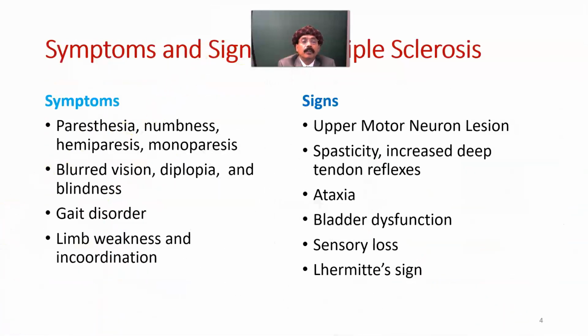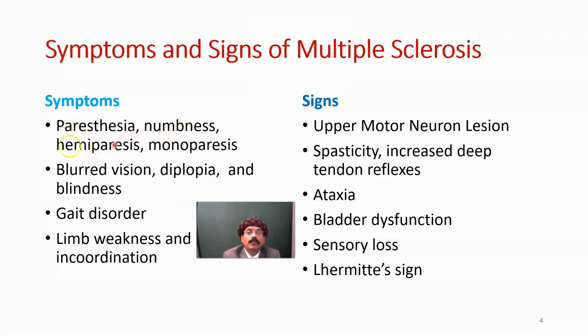Symptoms and signs of multiple sclerosis. Symptoms: paresthesia, numbness, hemiparesis, monoparesis, blurred vision, diplopia, that means double vision, and blindness is possible because the optic nerve is involved. Gait disorder happens because the cerebellum and the vestibular apparatus are not working properly. Both upper and lower extremities will show weakness and incoordination, again due to nerve disturbance as well as the cerebellar disturbance.